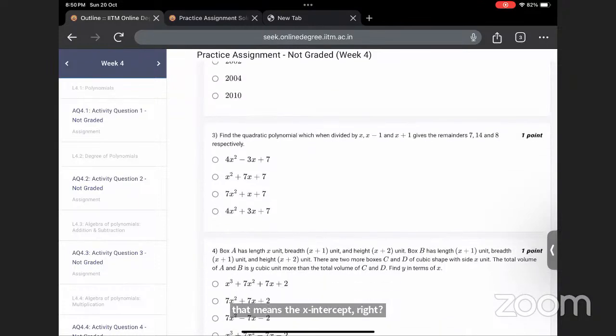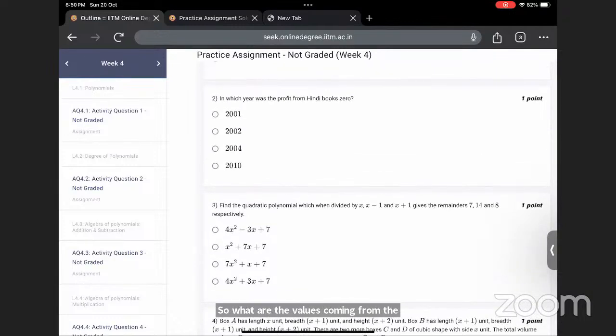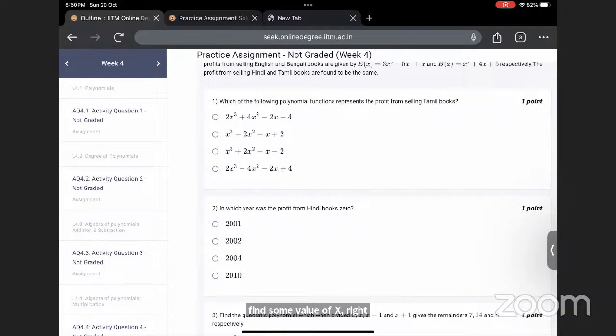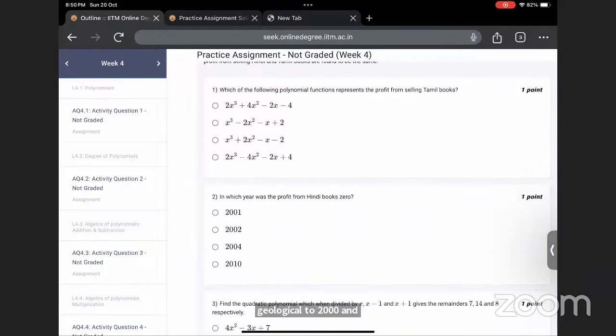Okay, ma'am. Y equals 0, so what are the values coming for x? We will find some value of x, right? Then you have to calculate 0 equal to the year 2000, because x just equals to 0 means 2000. Then you have to add the value of x to the year 2000, and then we will get it.